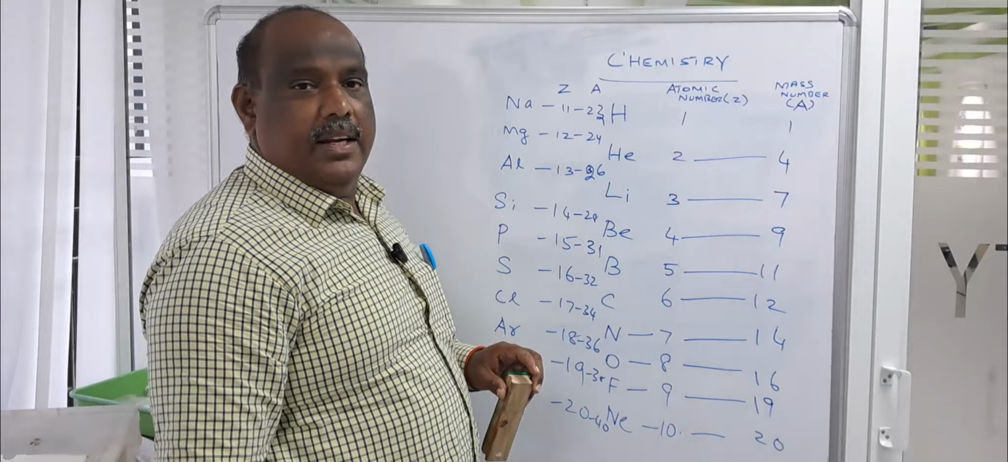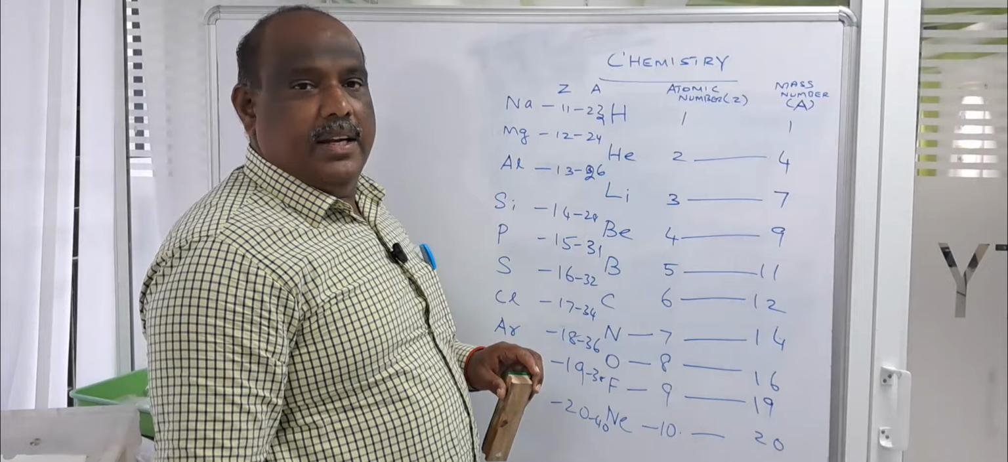There are 118 elements, of which you students should at least know the first 20 elements. The first element is hydrogen, second is helium, third is lithium, fourth is beryllium, fifth is boron, carbon, nitrogen, oxygen, fluorine and neon. These elements have been written in increasing atomic number. So this is called the atomic number. 1, 2, 3, 4, 5, 6, 7, 8, 9, 10.